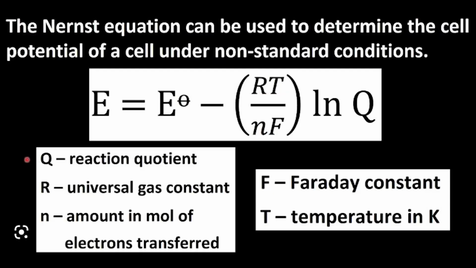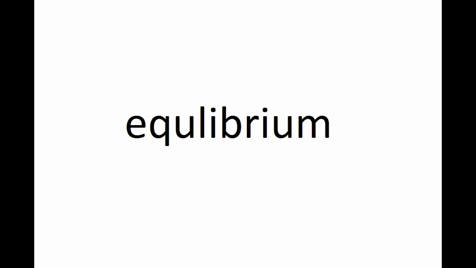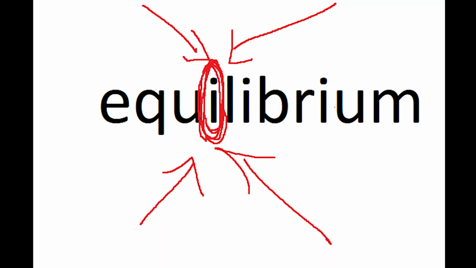In order to calculate how much voltage is generated, an equation called the Nernst equation can be used. If we omit the standard electrochemical potential, temperature, and a bunch of constants, we can focus on this cute letter Q here. But before talking about Q, let's define equilibrium first. Equilibrium means that the forward reaction rate is equal to the backwards reaction rate.